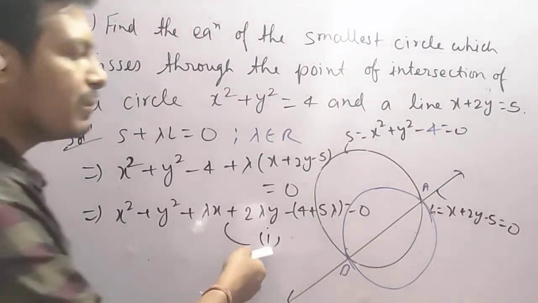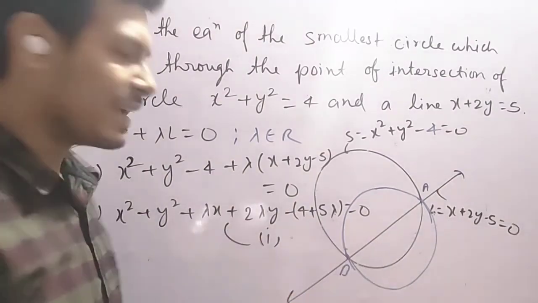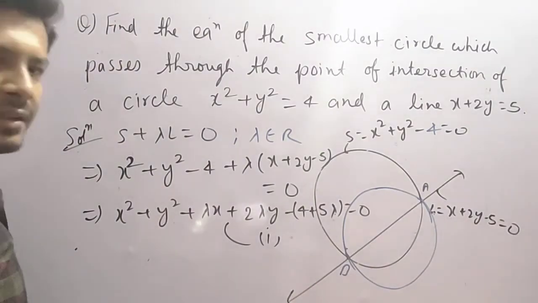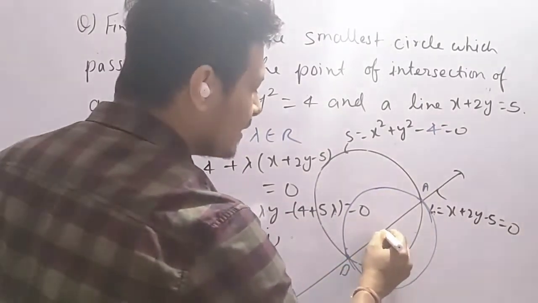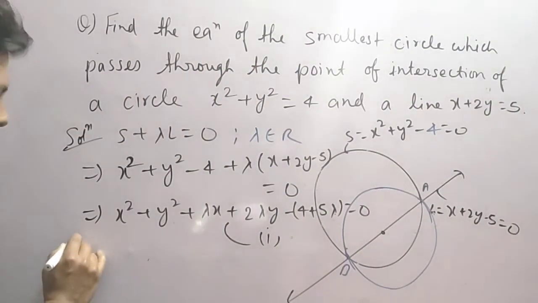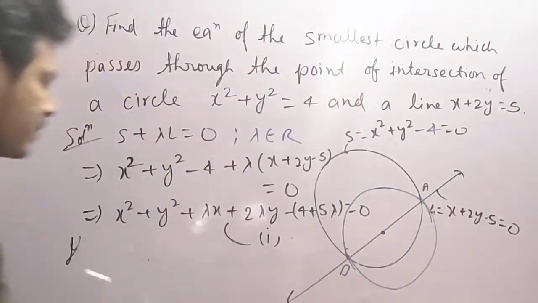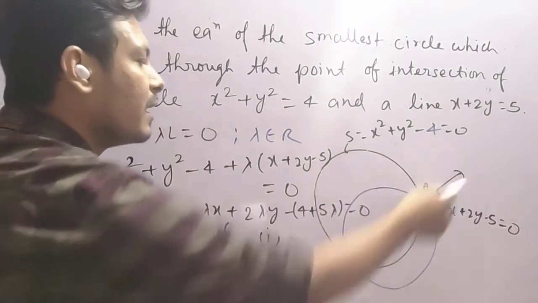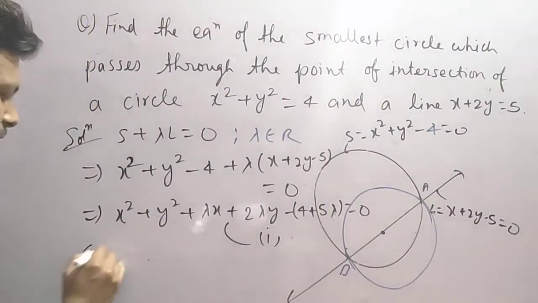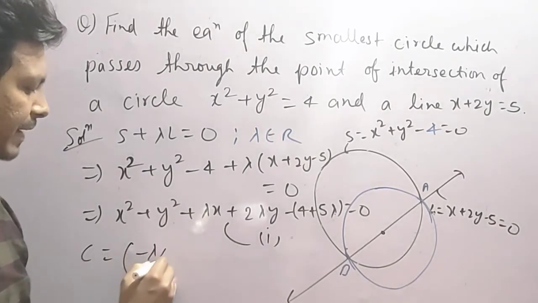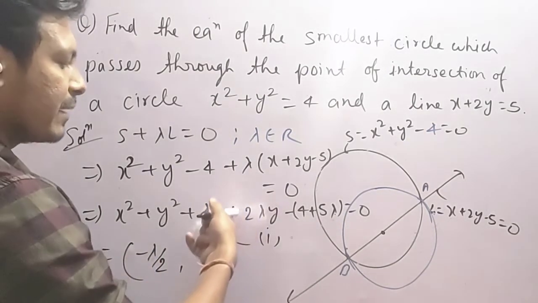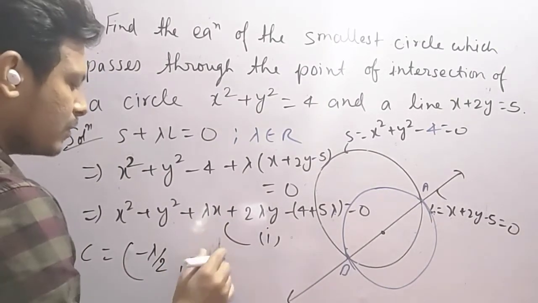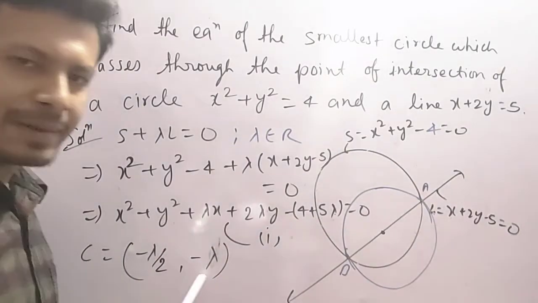Now, if equation 1 represents the smallest circle, so AB must be the diameter of the circle. So the center must lie on AB. If equation 1 represents the smallest circle, okay, so the center of this circle must lie on this line L equals to 0. So what is the coordinate of center of this circle? Minus lambda by 2. On comparing with the standard equation, minus g and minus f. So minus f will be minus lambda. Okay. So coordinates of center are minus lambda by 2, minus lambda.